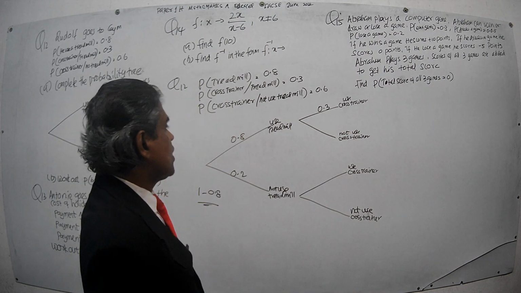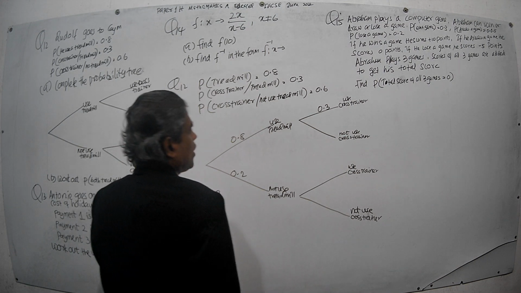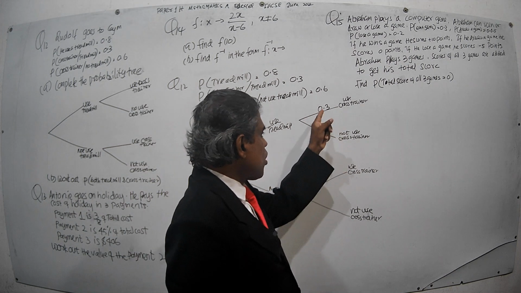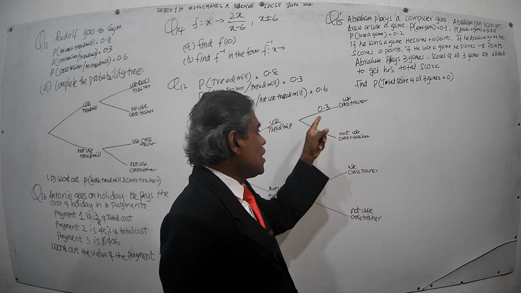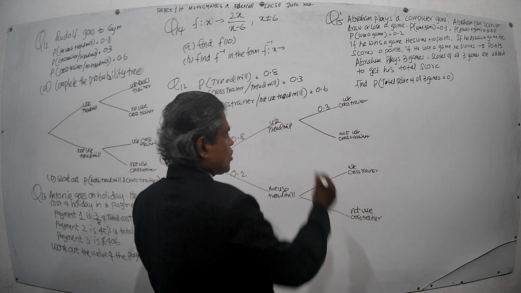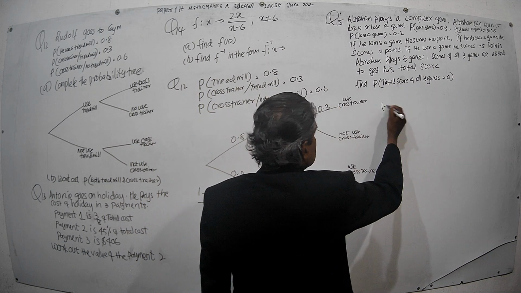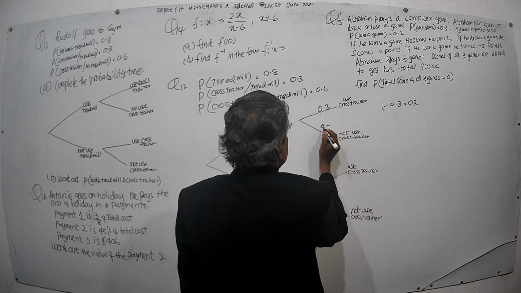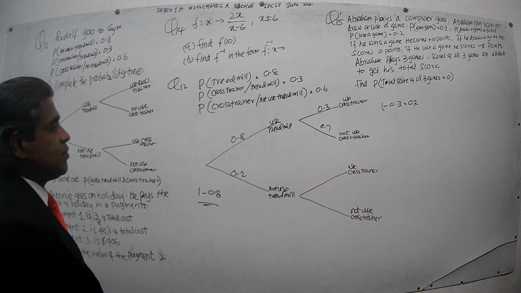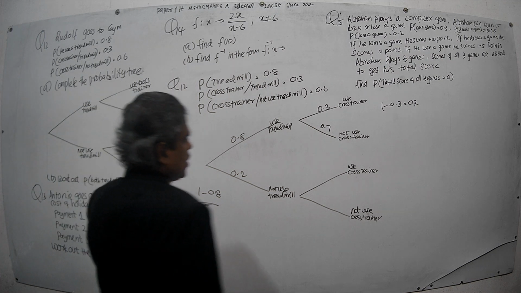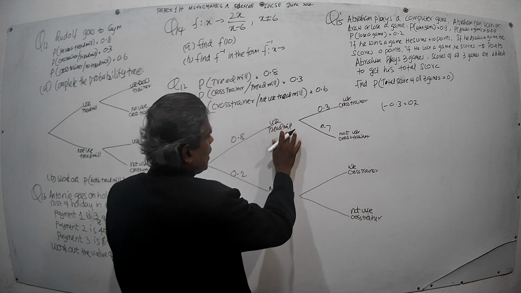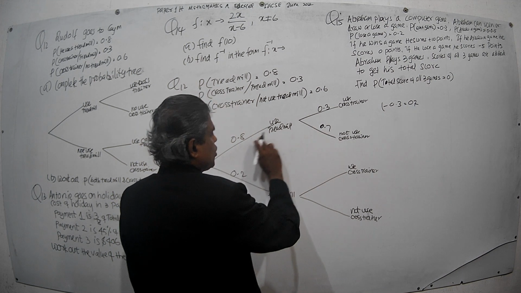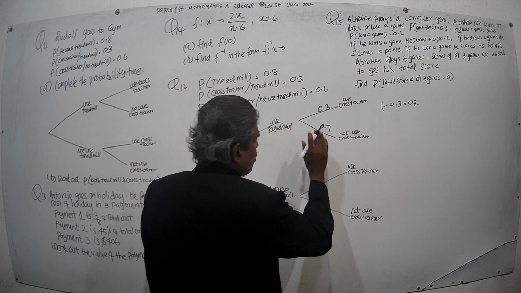Okay. Then next one. Again there are two branches. The probability of using the cross trainer is 0.3. The probability of not using the cross trainer is 1 minus 0.3, that means 0.7. Then this one, what does it mean? He used the treadmill. If he used the treadmill, the probability of not using the cross trainer.